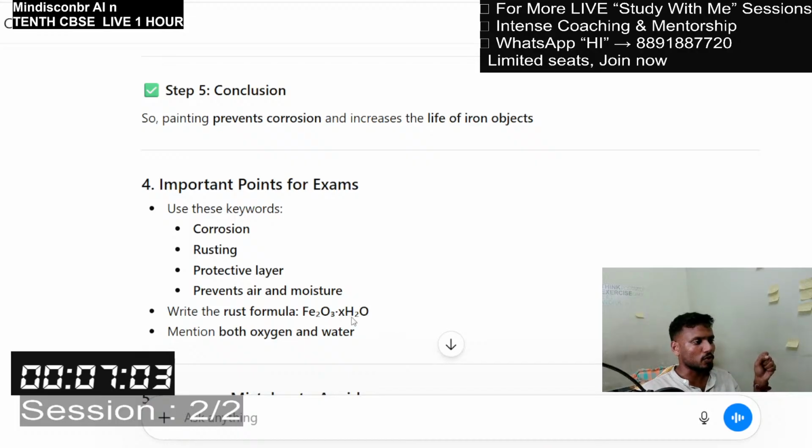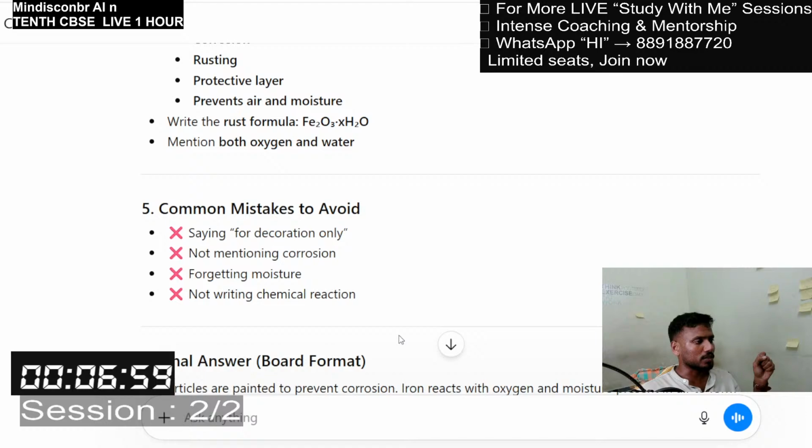Write the rust formula: Fe2O3.xH2O. Mention both oxygen and water. Common mistakes to avoid: saying for decoration only, not mentioning corrosion, forgetting moisture, not writing the chemical reaction.